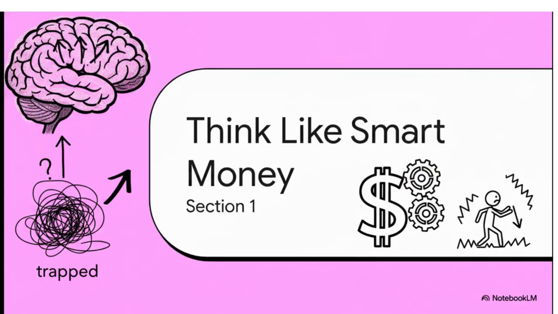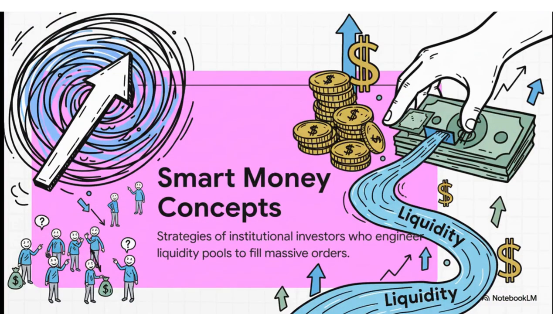All right, let's kick things off with Section 1, Think Like Smart Money. If you want to stop getting trapped, you've got to fundamentally change your perspective. Stop guessing at retail direction and start analyzing the institutions that actually dictate the flow. This means mastering smart money concepts, or SMC.